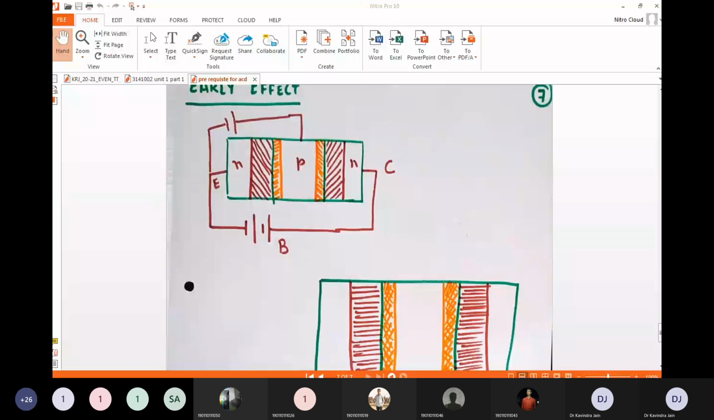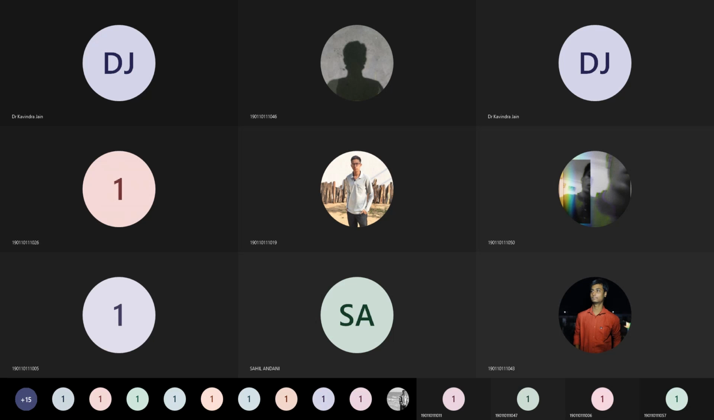So students, I hope you have noted the diagram. If you all have noted the diagram, can I proceed further? Yes, sir. Just wait for 1 minute.